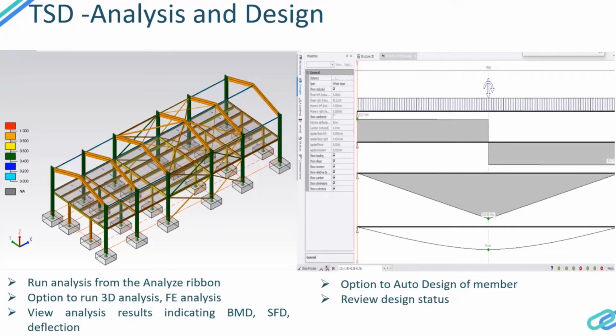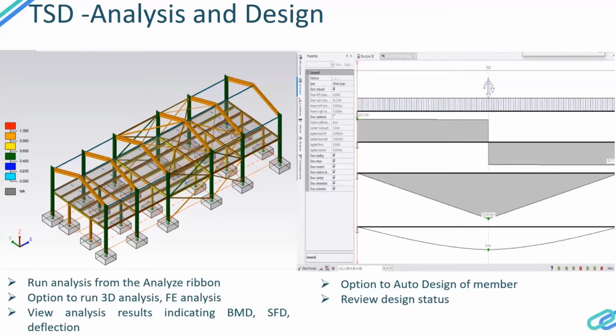Once you run your analysis, what we do next is see whether the beam results are as per our expectations or not. Whether the bending moment diagram and the shear force diagram that are shown are correct or not, whether your framing is correct or not. To see that, we go into this review tab. Here you see a diagram of bending moment, shear force, and deflection.